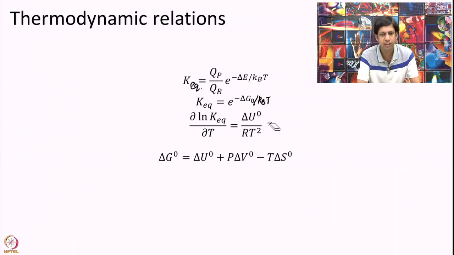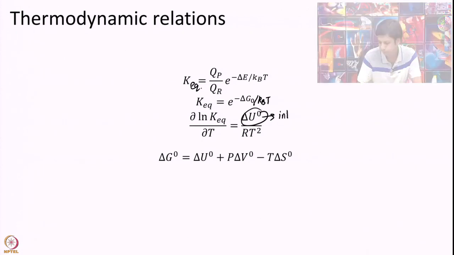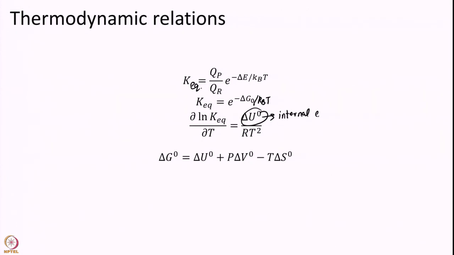If I just take the derivative of ln K equilibrium with temperature, I will get delta U naught over RT squared, where delta U naught is your internal energy. And finally, you perhaps already know the definition of delta G itself. It is delta U naught, the internal energy, plus pressure times delta V minus T times delta S. So, these relations I will be needing today.